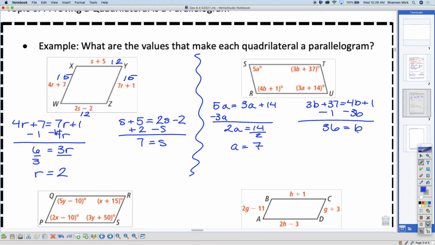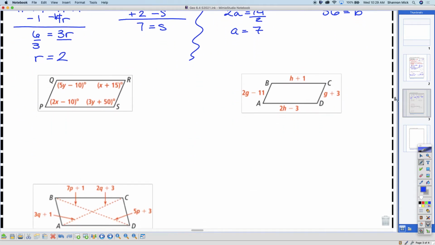Okay, did you guys get A was 7 and B was 36? Yeah. Not hard at all, right? Just have to remember what's equal to each other. Now, again, I could have made this problem really hard, but we don't want to make them hard, do we? We want them to be easy. Okay, the next 2 are basically the same, yes?